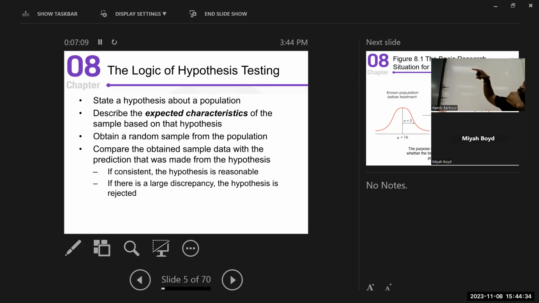All right. So once you obtain your random sample, you're going to compare that random sample to the hypothesis that we stated, right? So if the average weight in men is 175, we predict that the average weight gain is going to be 7, so it should be around 182, right? So we get an average sample, and then we see if there's consistency with the hypothesis. If it's consistent, then the hypothesis is reasonable, right? I can kind of support that. If the discrepancy is large, then the hypothesis is rejected, right?